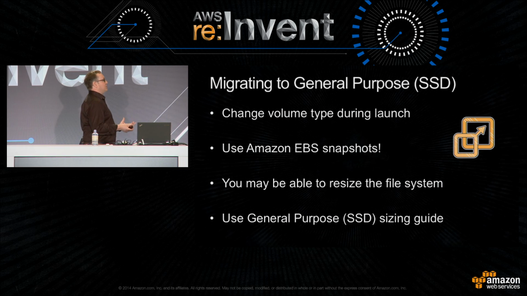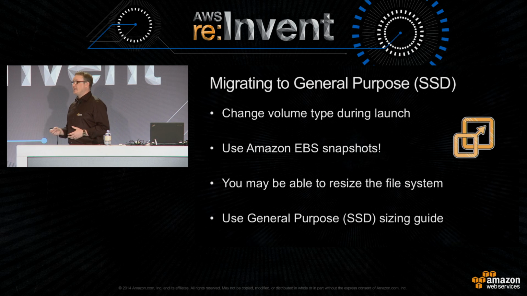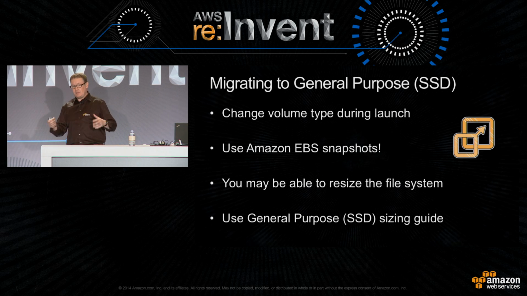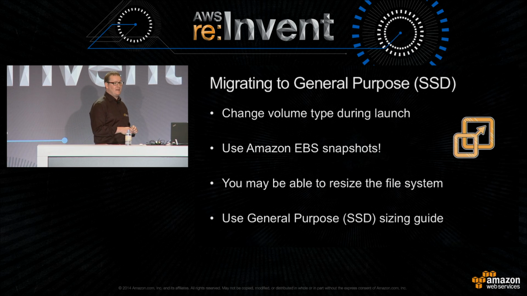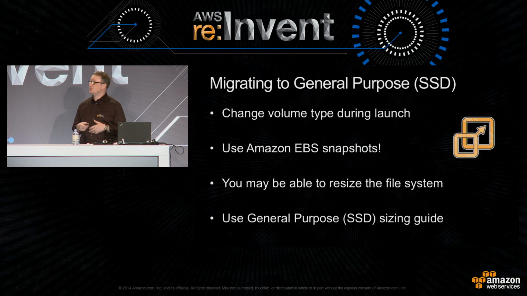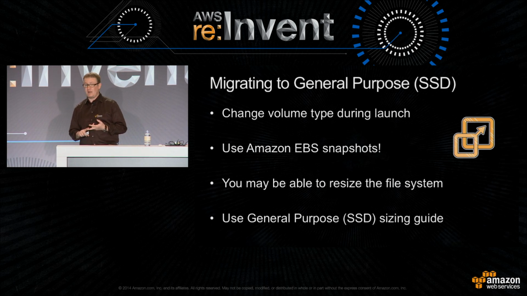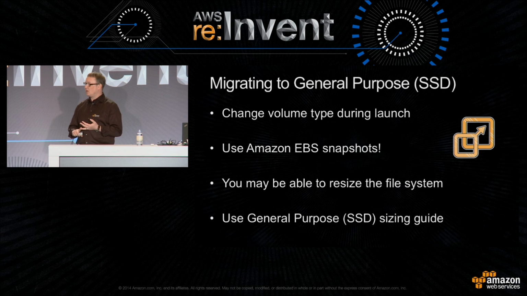How do you get onto GP2? So if you're on magnetic today, or if you're on provisioned IOPS, how do I get over to GP2? You keep telling me that's the right one to go to. How do I get there? So you can change the volume type at launch. Now, when I talk about at launch, it's not just the console. You could do it through the API. It's part of the block device mapping and CloudFormation. We've started supporting it in Beanstalk, if my memory serves me correct.